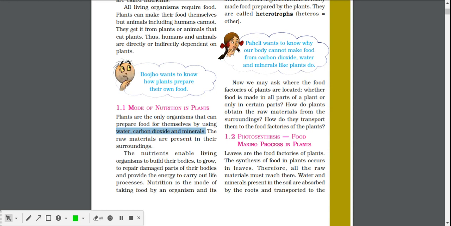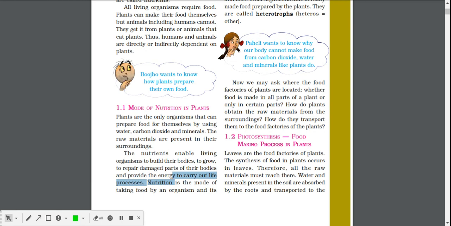Nutrition enables living organisms to build their bodies. The nutrients that we obtain from nutrition help to build up their bodies, help them to grow, and help them to repair the damaged body parts. For example, let's take our own example. If we get hurt or our tissues get worn out, our body automatically recovers from it. How does it recover? Because the food that we are eating gives the body energy, and it repairs those tissues that have got damaged, right? And it provides the energy to carry out life processes.